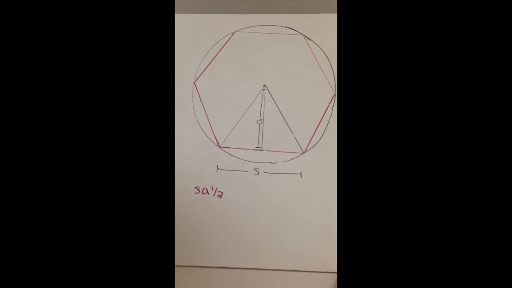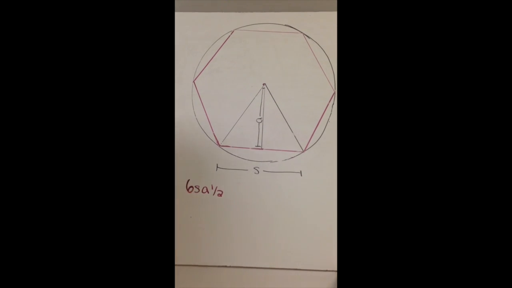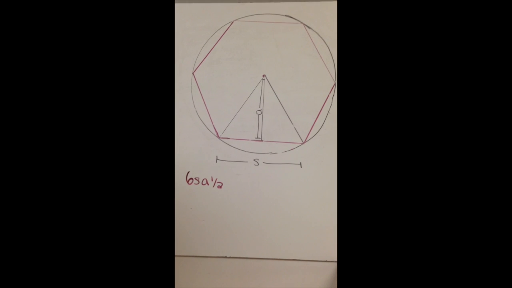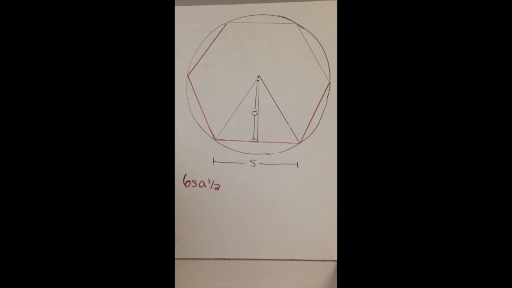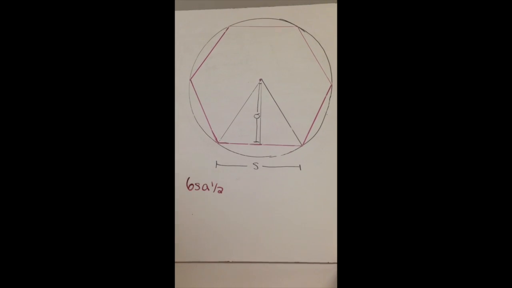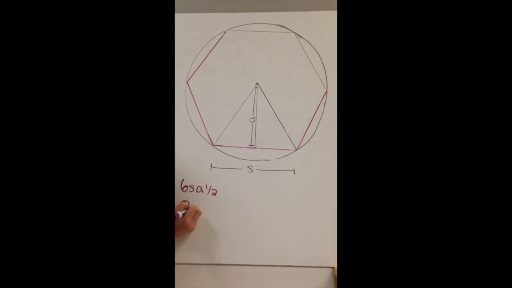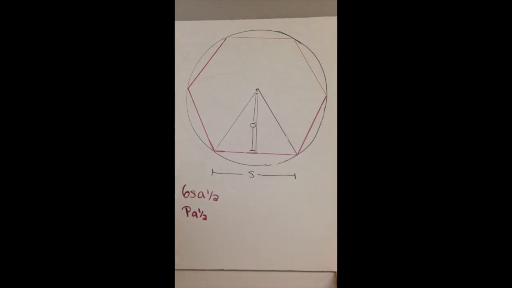So, the area of this entire hexagon is equal to 6 times side times apothem times half. We can substitute in perimeter for 6 times side because there are 6 congruent sides making up the perimeter of this hexagon. Then we get that the area of this entire hexagon is equal to perimeter times apothem times half. This is the formula that you can use to find the area of any regular polygon.